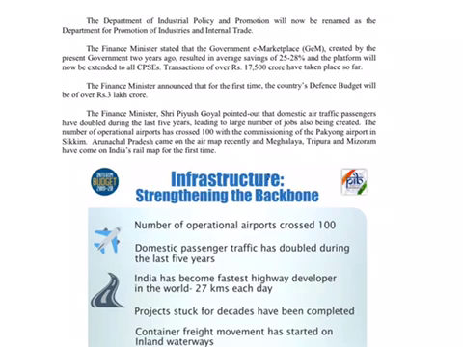Next is to increase the trade within the economy, outside the economy. The Department of Industrial Policy and Promotion will now be renamed as the Department of Promotion of Industries and Internal Trade. Internal trade is very important. For that, it is being renamed.